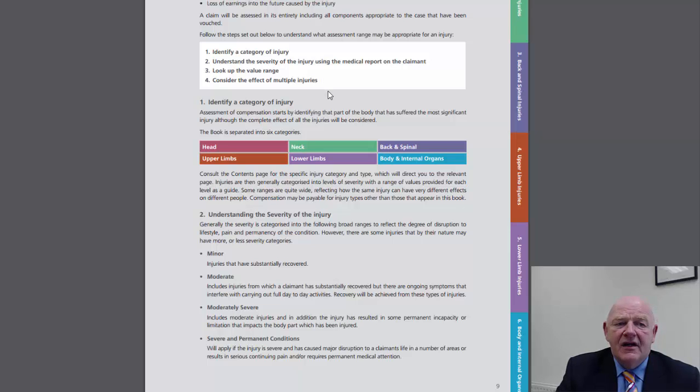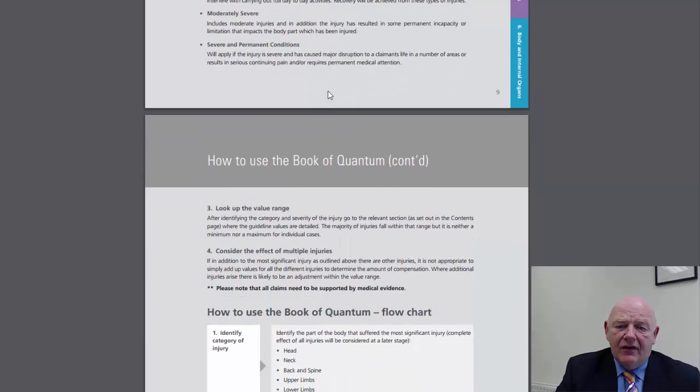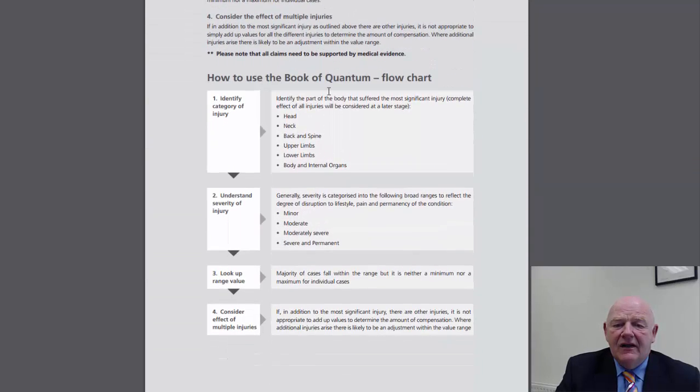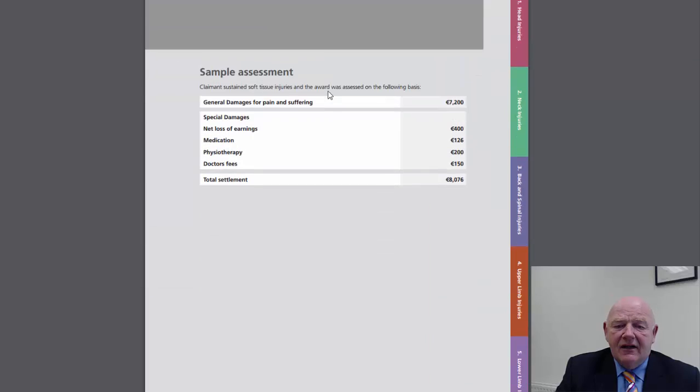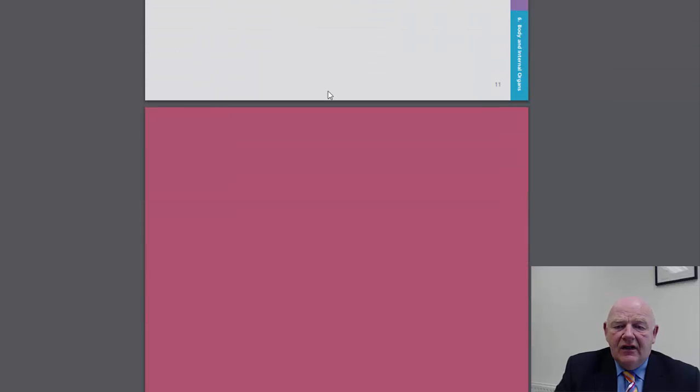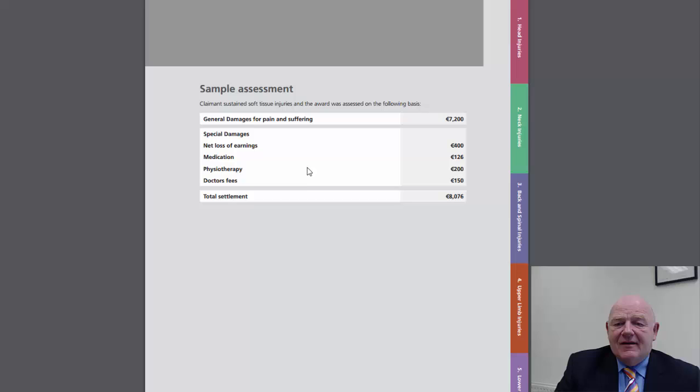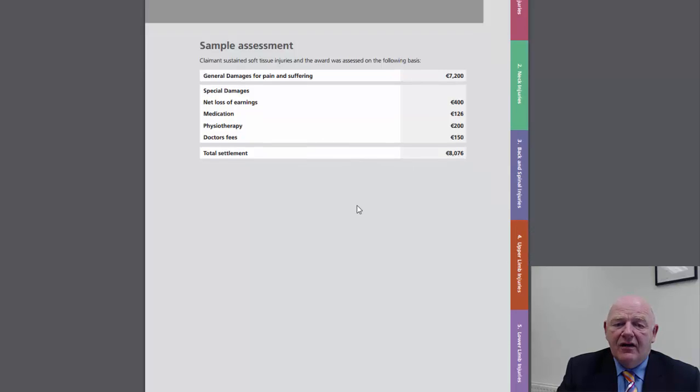So that's the 4 steps that you would be taking, or that the Injuries Board will take in assessing an injury. So you can see a sample assessment there. There's general damages for pain and suffering, 7,200. Here's the special damages that I mentioned to you a minute ago: medication, physiotherapy, doctor's fees, etc. And the total settlement, or total assessment from the Injuries Board, would be 8 grand.